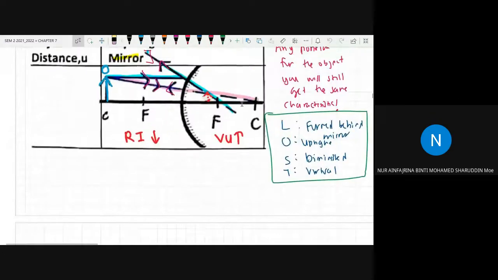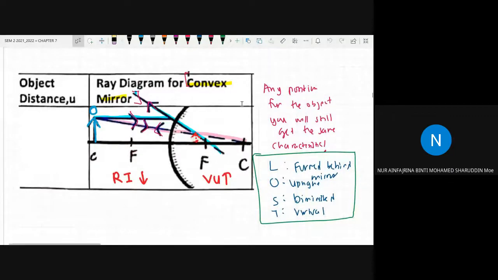Cuma Miss akan ulang balik sikit je untuk convex mirror. So for convex mirror, tak kisah you letak your object anywhere. It could be here, dekat sini yang Miss lukis ini, ataupun it could be here as well. You will still get the same characteristic for your object, which is dia akan form behind mirror, and then image dia akan jadi upright, diminish, and virtual. So it does not matter wherever you put your position, you will still get the same characteristics. Kan?